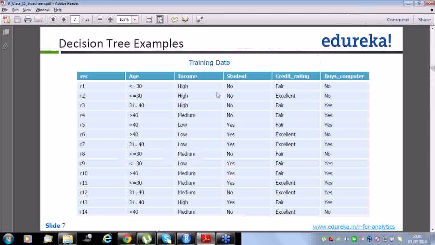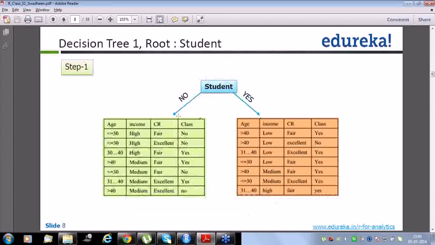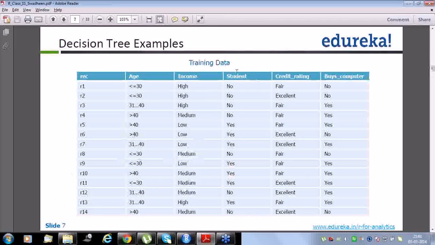Can we start not with student but age or income or credit rating? Yeah, we can do that. No problem in that. It's not that we can only start with student, right? Okay. But what we can do, if we do not have a mathematical model, we can start with student and then draw a tree. Then again we draw the next tree using the income variable as a root node, age variable as a root node.